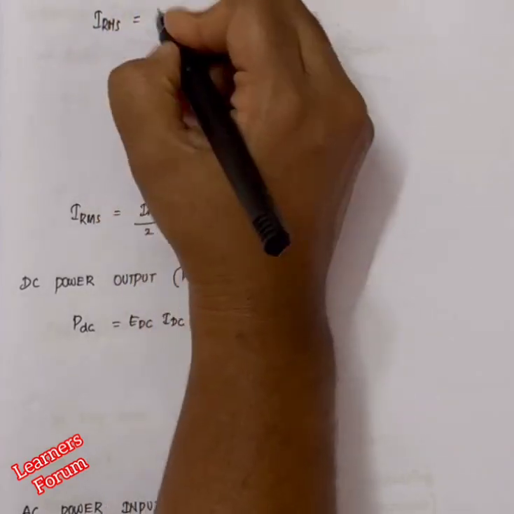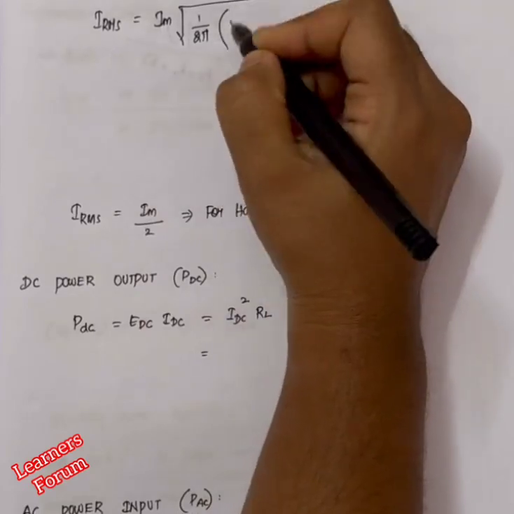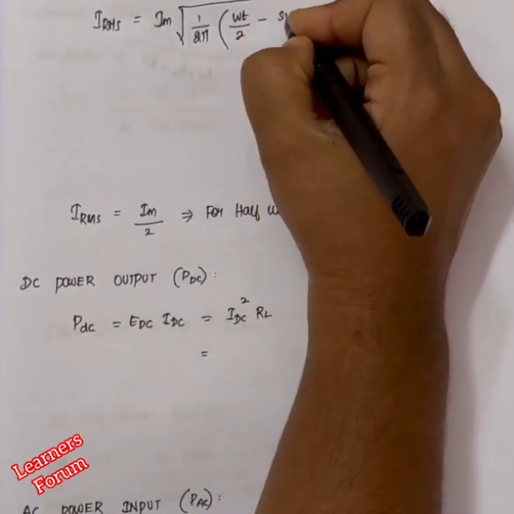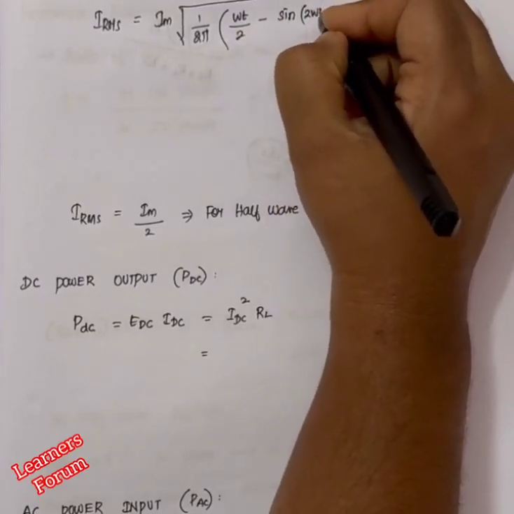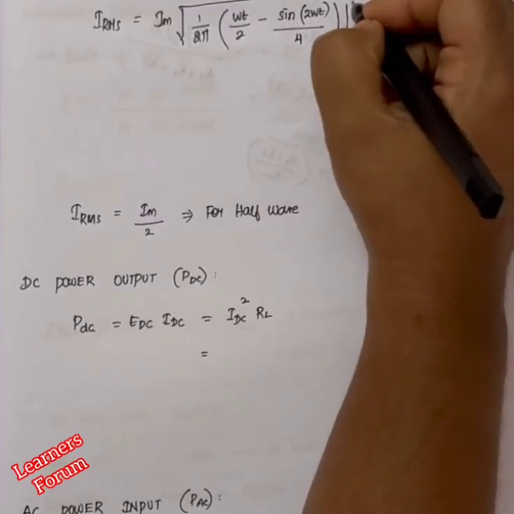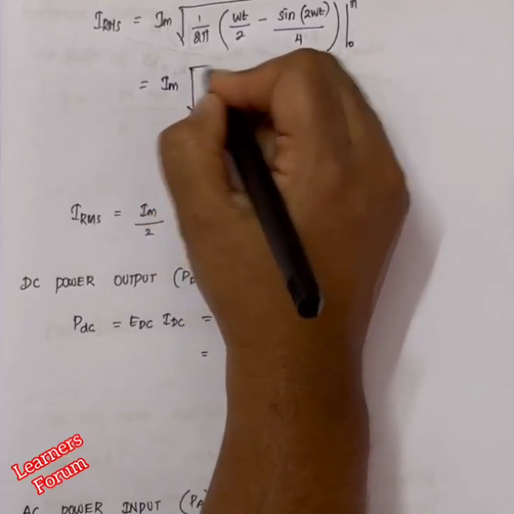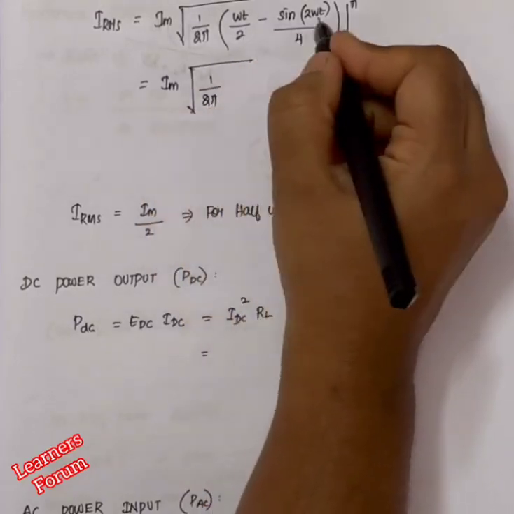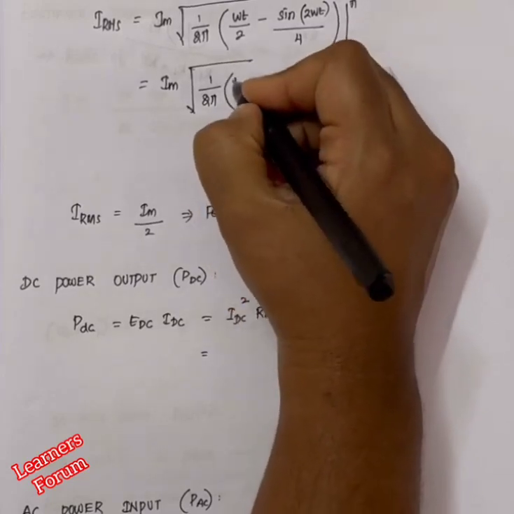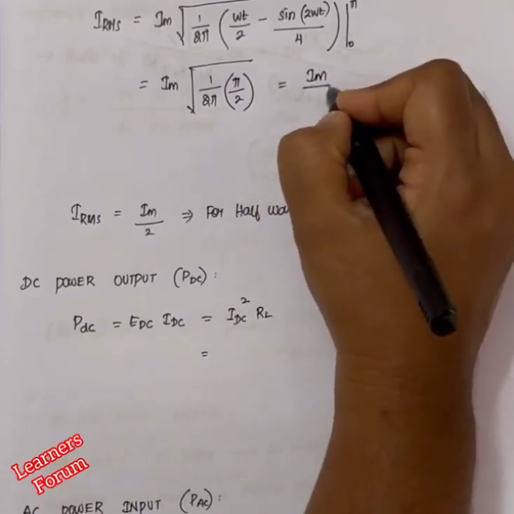So IRMS is equal to Im into square root of 1 by 2 pi. So integrating the first term, we will get it as omega t by 2 minus the second term, we will get it as sine 2 omega t divided by 4, and the range of integration will be from 0 to pi. Solving this further, we will get Im square root of 1 by 2 pi. Simplifying this, that is after applying upper limit minus lower limit, we will simply get pi divided by 2. So this will be simply equal to Im divided by 2.